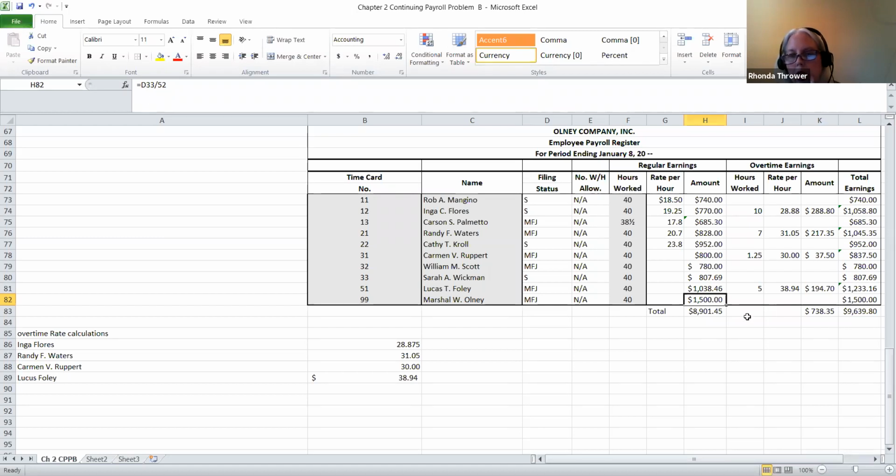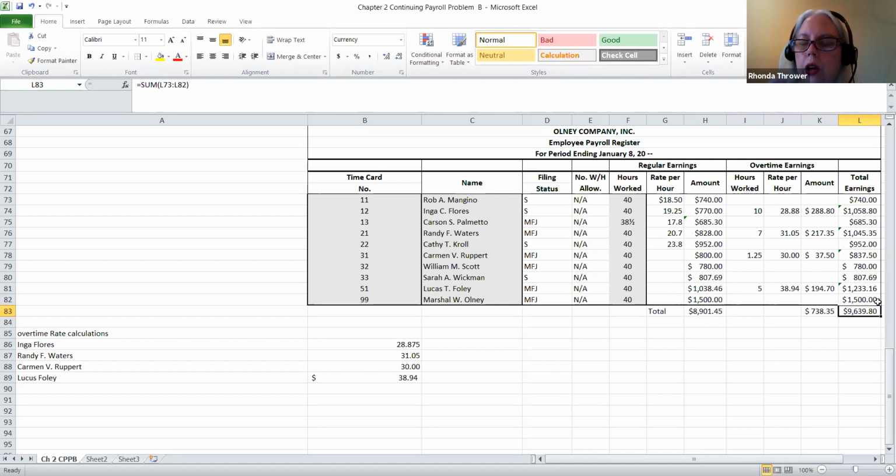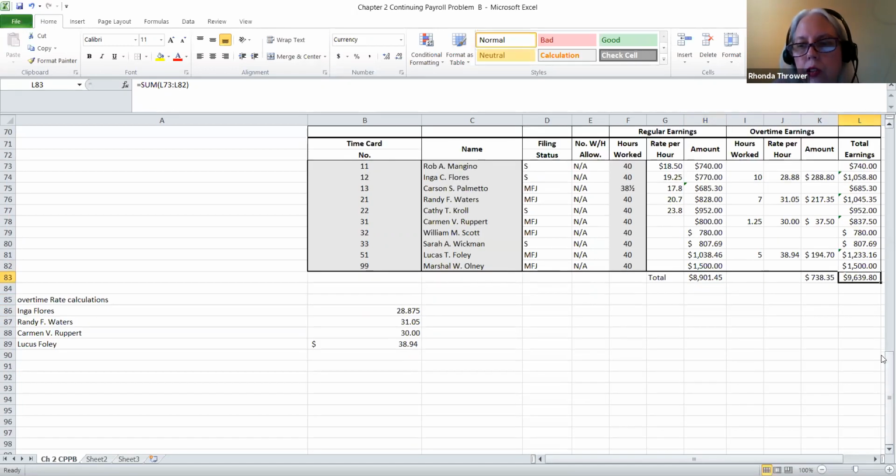Then what you're going to do is add up your total regular earnings, and add up your total overtime earnings. And when you add both of these together, that'll give you the total of the earnings, or you could add it straight down as a way to see a system of checks and balances for this problem. So that's all there is to this first part of the continuing payroll problem.